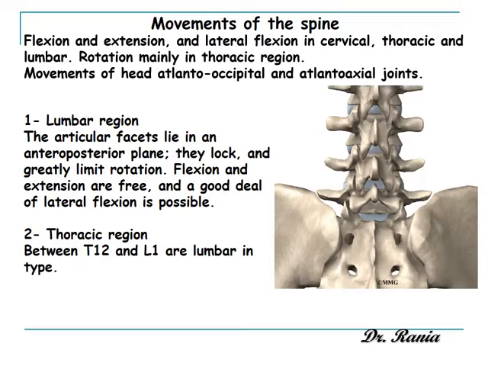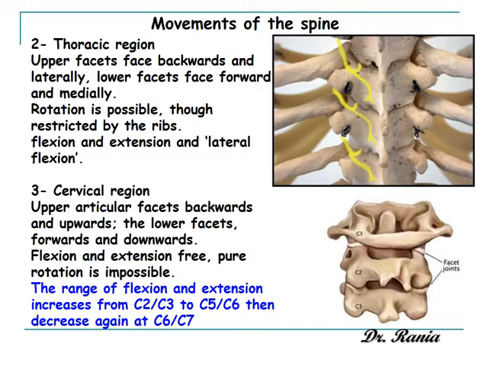In the thoracic region, the lower part, the articulation between the last thoracic and the first lumbar vertebra, is lumbar in type, so it allows flexion and extension, and it also allows rotation. The upper facets on the thoracic vertebrae face backward and laterally, the lower ones face forward and medially. This allows rotation, but rotation is actually restricted by the presence of the ribs. In the cervical region, the upper articular facets face backward and upward, the lower ones face forward and downward. Flexion and extension occur freely, but pure rotation here is impossible.